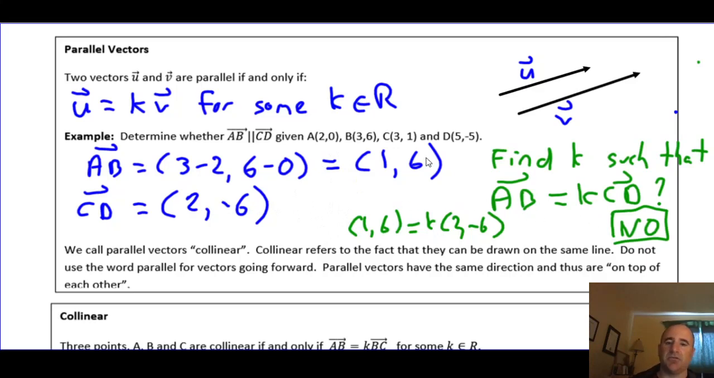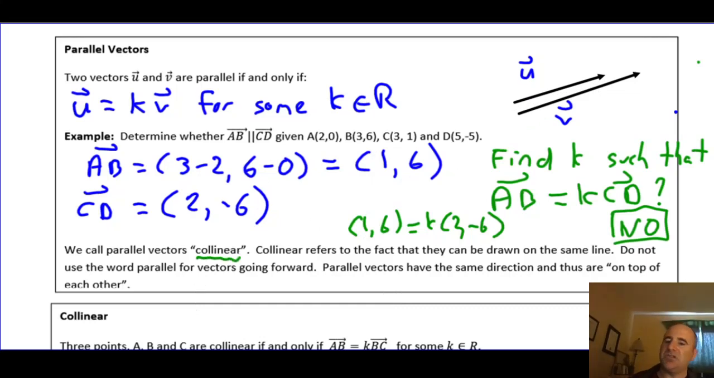Okay, now as I was going through this example, I was sort of shuddering a bit because the word parallel is not used for vectors. The reason it's not used is, look at vectors u and v. They sure look parallel, but guess what? U and v don't have position. They just have direction and magnitude. So really, vector u is on top of vector v. So we don't think about them as being parallel. We think about them as having the same direction or being what's called collinear. So collinear is the word we use for parallel vectors.